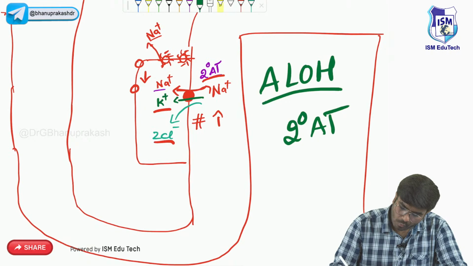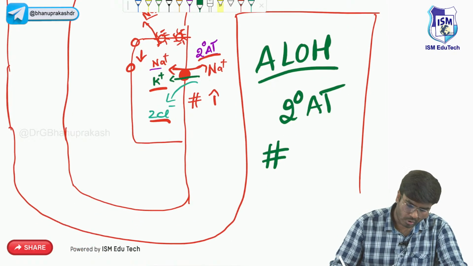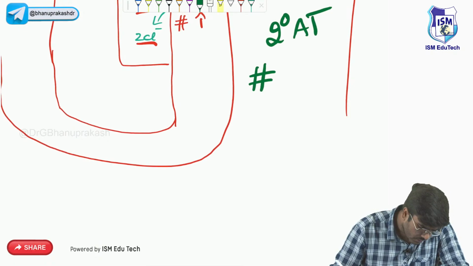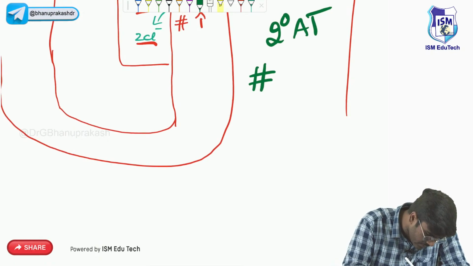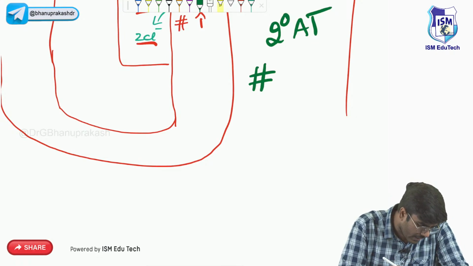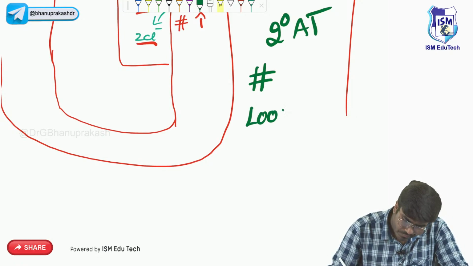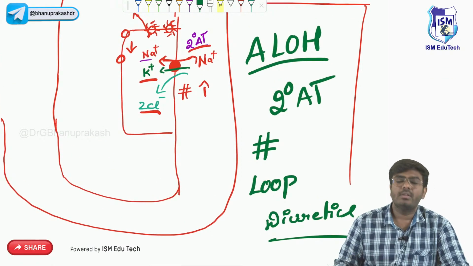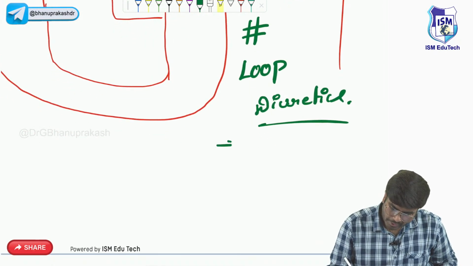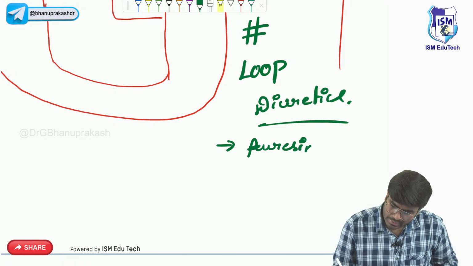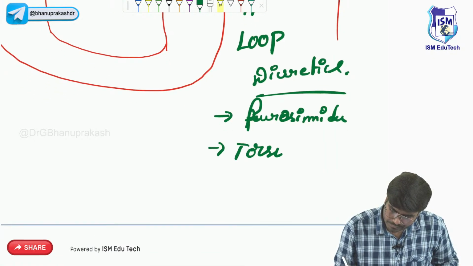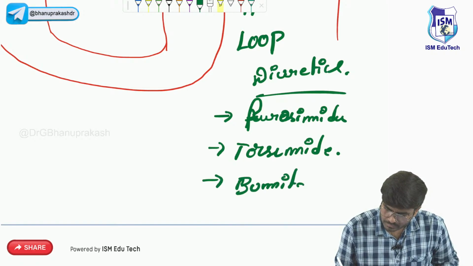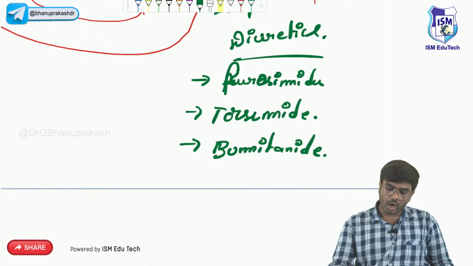Now third question, sir. What is the drug which will block this sodium potassium 2 chloride importer? Anyone? Thiazide diuretics? No, loop diuretics, not thiazide diuretics. Loop diuretics inhibit the sodium potassium 2 chloride importer. Examples of loop diuretics are furosemide, torsemide, bumetanide, ethacrynic acid. All these are loop diuretics.